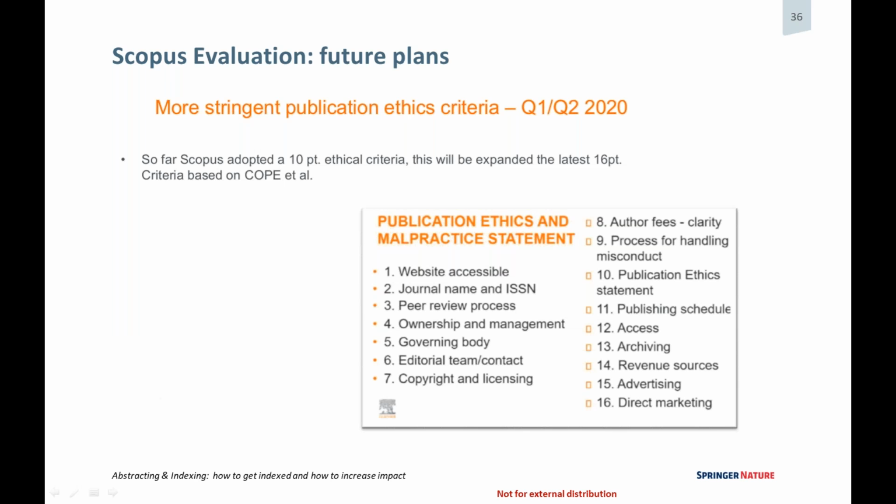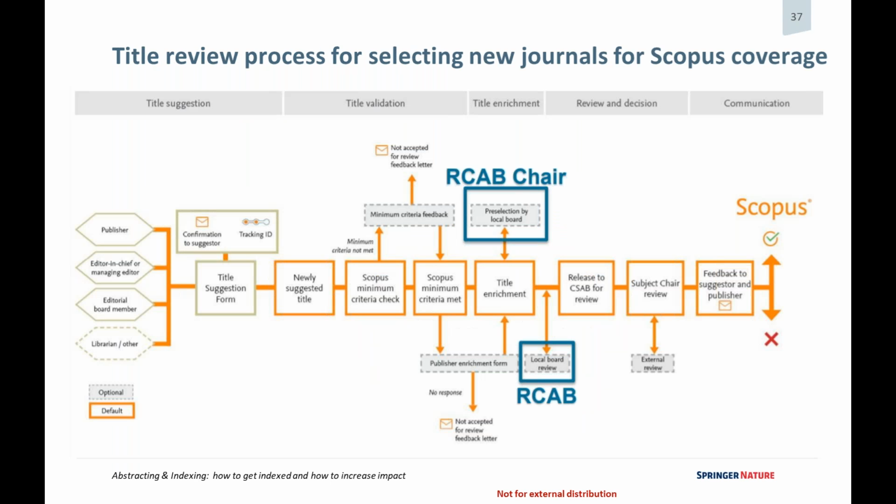So as of this year, they have introduced 16 requirements. And Scopus now includes information about advertising, direct marketing, what is the funding source, what is your archiving policy. So they have also increased the requirement. So these are going to be 16 requirements for Scopus. And of course, some of them are common, but some of them are unique to Scopus.